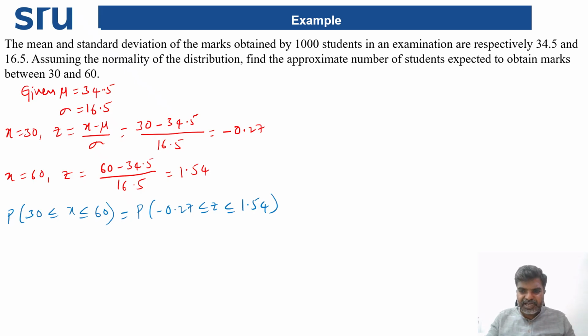Before that, first we draw the normal curve. In this normal curve, we have to find the area between these two z values. So here z equal to minus 0.27 and here z equal to 1.54. Already we know, if z is negative, you have to mark left of the mean line. If z is positive, you have to mark right of the mean line. We have to calculate the area between these two lines. So this is the required area.